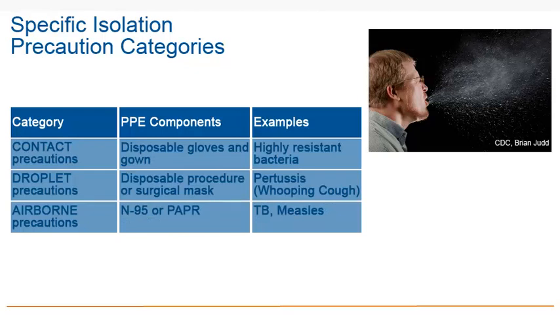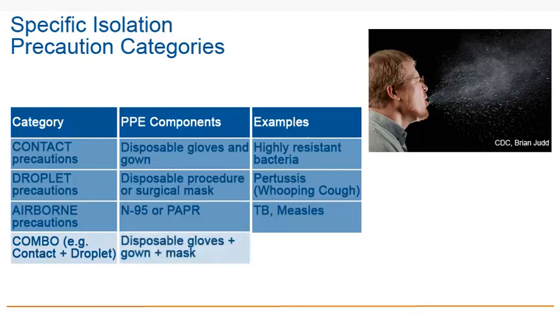Finally, sometimes we combine more than one isolation precaution category. For example, oftentimes the combination of contact and droplet precautions are used. The PPE components for contact droplet isolation include disposable gloves, a disposable gown, and a disposable procedure or surgical mask. An example of when contact and droplet precautions are indicated is infant bronchiolitis.